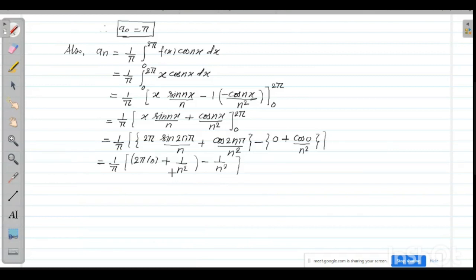So see here, this 1 by n square minus 1 by n square will cancel, positive negative will go, and multiplied by 0. Multiplied by 0 means 0, so 1 upon pi times 0, so you will get 0. Therefore we can write an equals 0. Your an is 0.